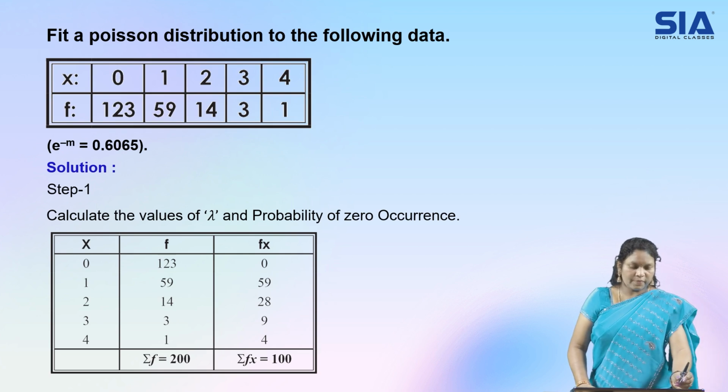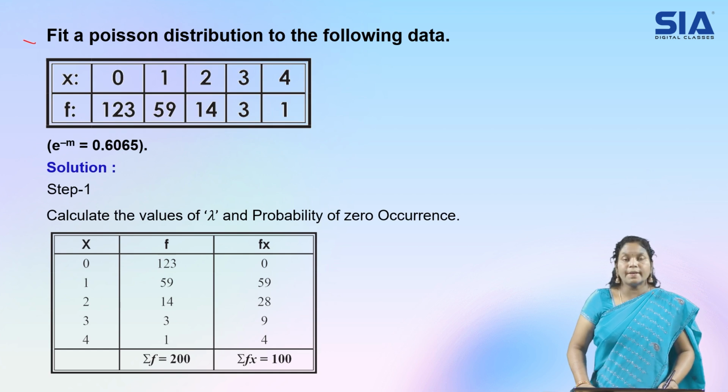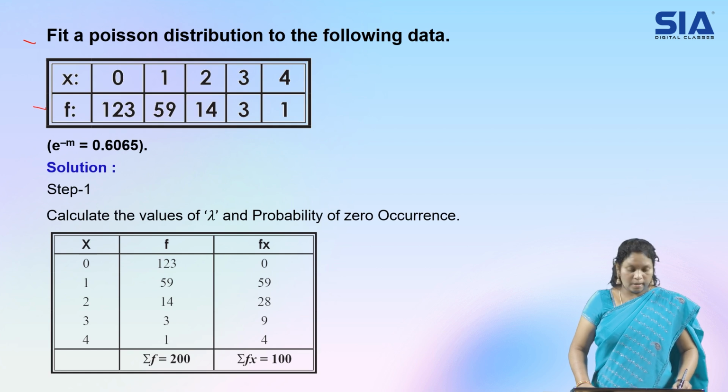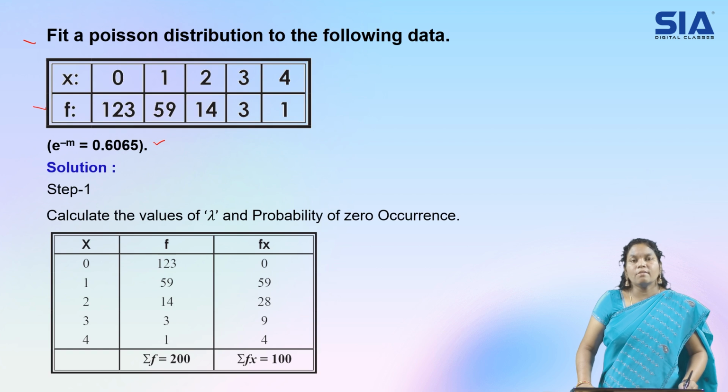Here is a problem. Fit a Poisson distribution to the following data. They'll give some x values, they'll give some f values, that is frequency values, and here the e power minus m value also they have given. The e value you need to remember, I said. So e power minus m value they have given here. Let us check it out where it is utilized.